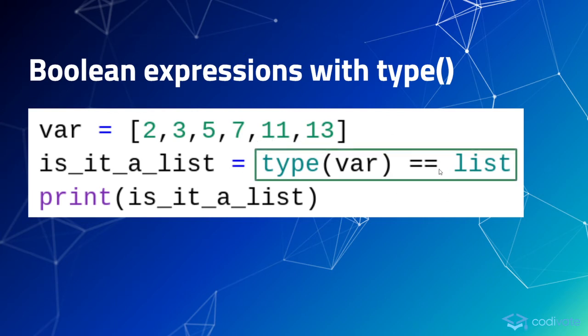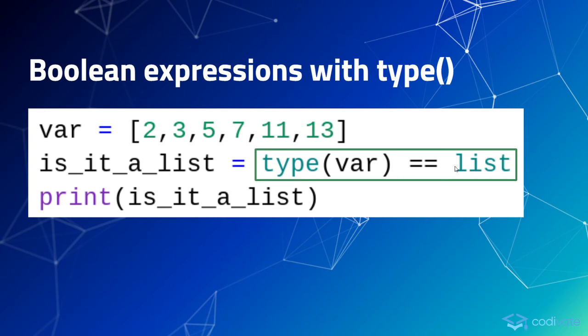Remember, the equal sign tells us that it's a Boolean expression. So this entire thing will be either true or false. Now let's actually figure out what it is. What is the type of this var? Well, we see the square brackets. We see a bunch of items separated by commas. So it's a list. And we compare it with list. So we know that a list, which is the type of this var, is equal to a list.